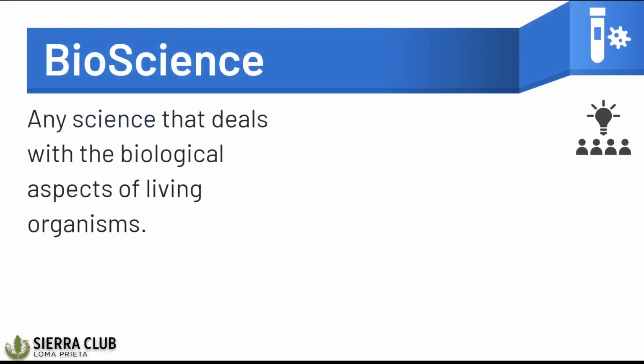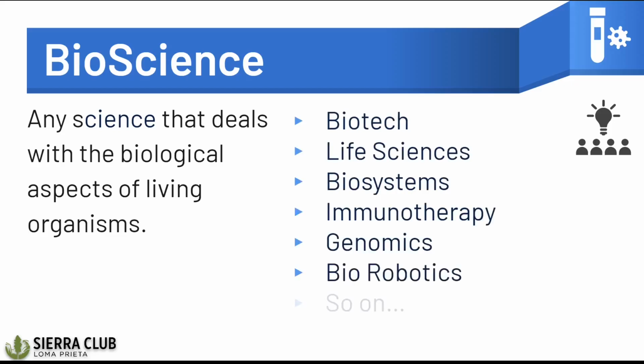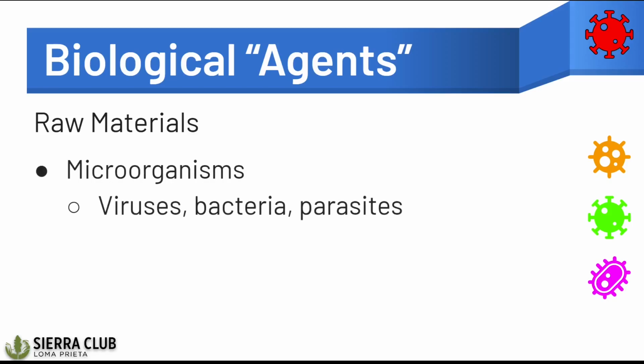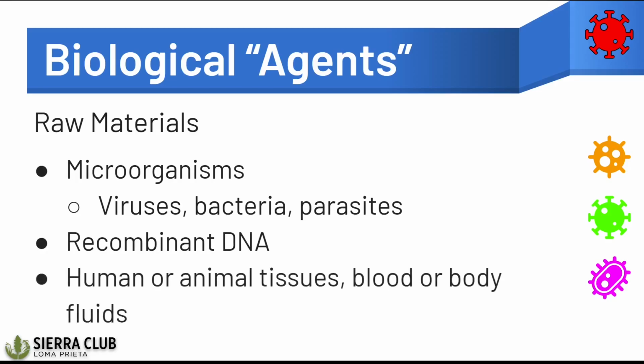Bioscience is any science that deals with the biological aspects of living organisms and may also be named biotech, life sciences, biosystems, and so on. Agents are the raw materials most likely present in bioscience labs. Some examples are microorganisms such as viruses, bacteria, and parasites, recombinant DNA, and human or animal tissues, blood or body fluids. Escaped agents can be hazardous to neighborhoods and the environment.